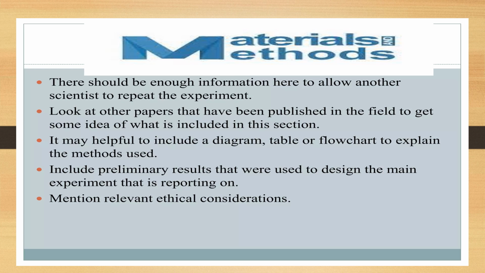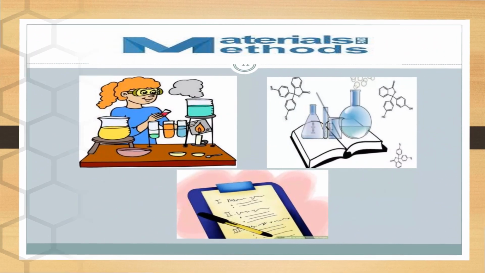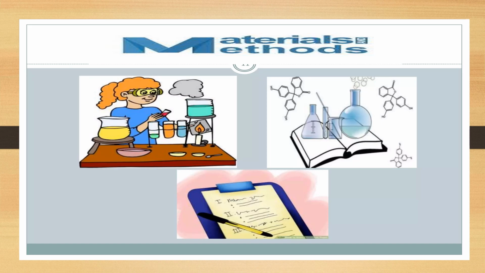It should give enough information, and it may be helpful to include a diagram, or even a schematic representation of the research design in the form of a flow chart. It should also mention the ethical consideration. And here we should also add the plan for data analysis. That is the materials and methods.